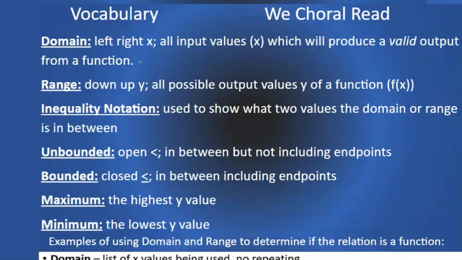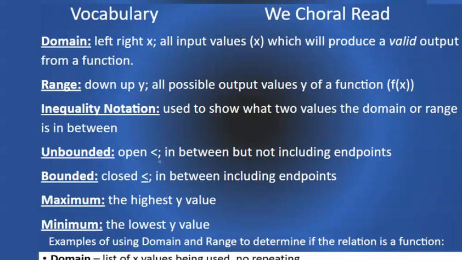Domain: left, right, x. All input values x which will produce a valid output from a function. Range: down, up, y. All possible output values y of a function, f of x. Inequality notation is used to show what two values the domain or range is in between.